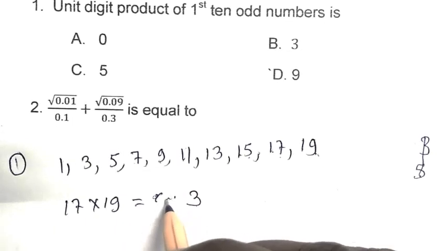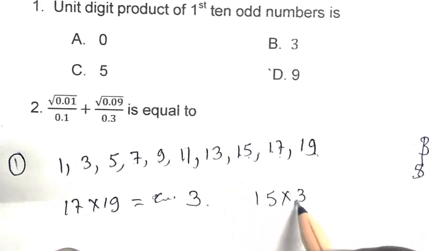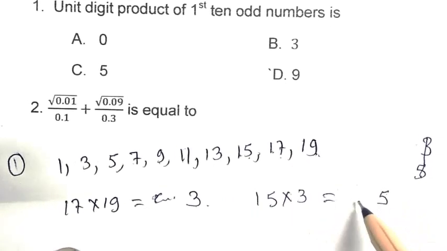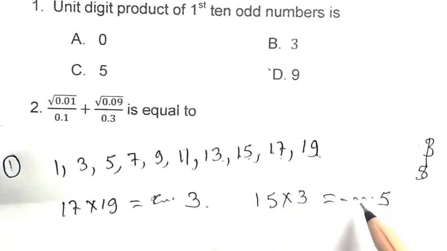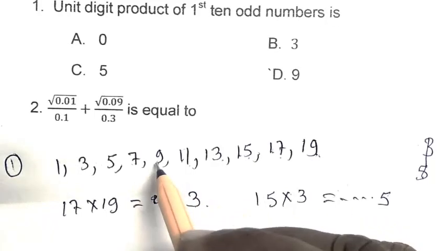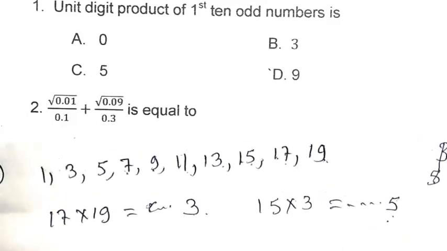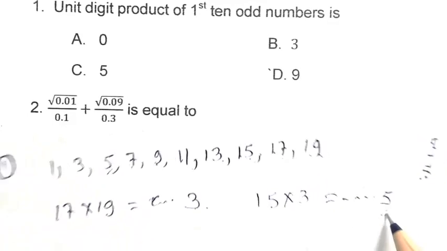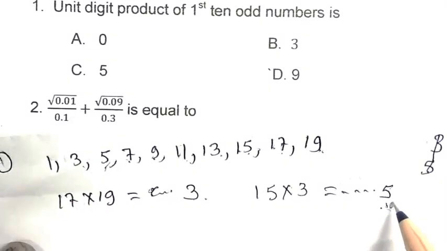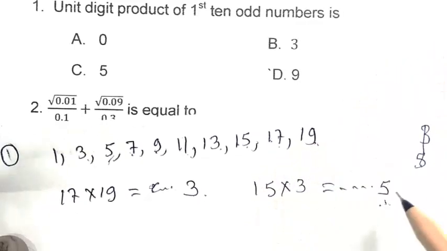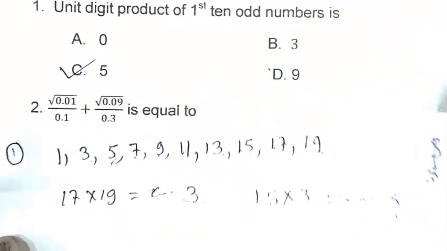After that, we multiply 3 with 15, so the unit digit becomes 5. After that, multiplying 5 with the remaining numbers 1, 9, 7, 5, 3 and 1, we always get 5 as the unit digit. So C is the right answer.